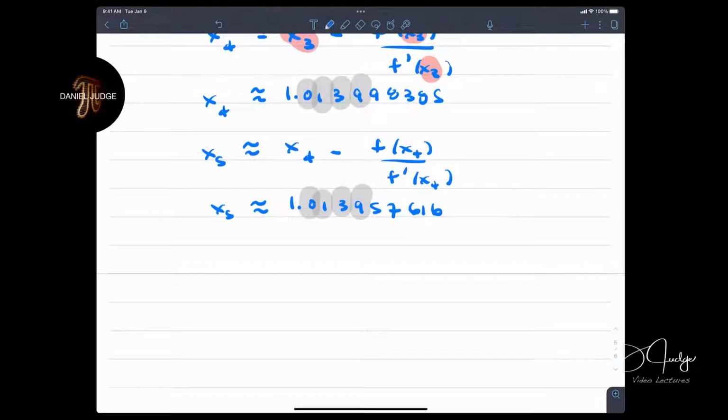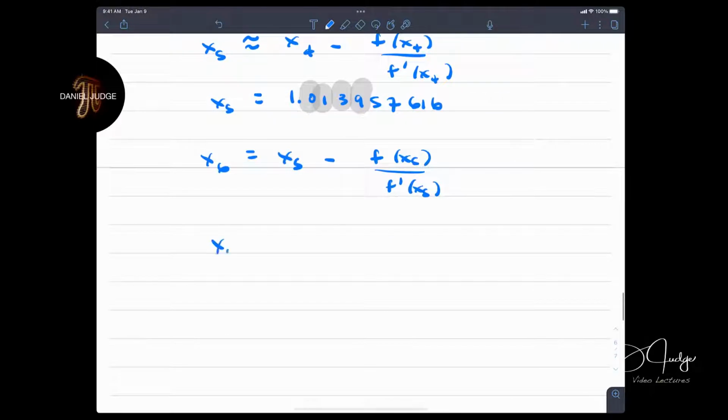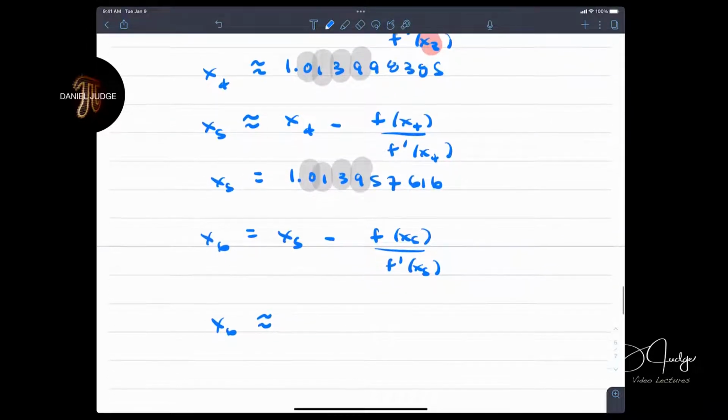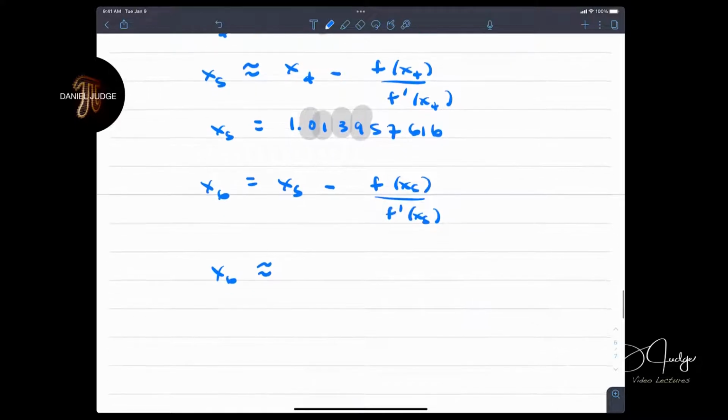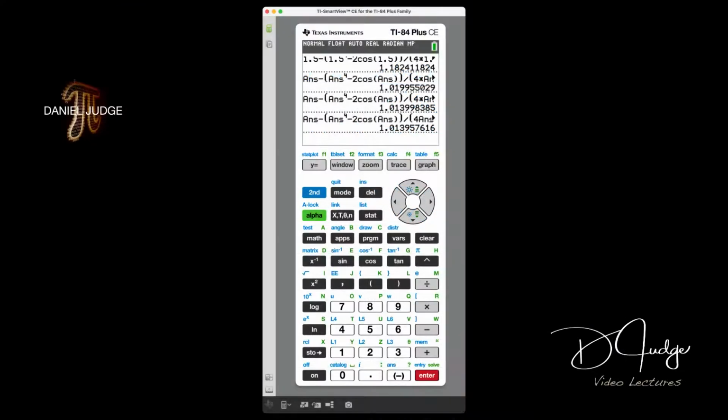Maybe x to the 6, or the 6th iteration, will get us there. So the 6th iteration, we'll put equal here. This is what this iteration is. It will be the 5th iteration minus f of x to the 5th over f prime of x to the 5th. So this would be the 6th iteration here. Okay, so we're already at 4 decimal places in terms of accuracy. We want 6, I guess. Okay. Carefully.